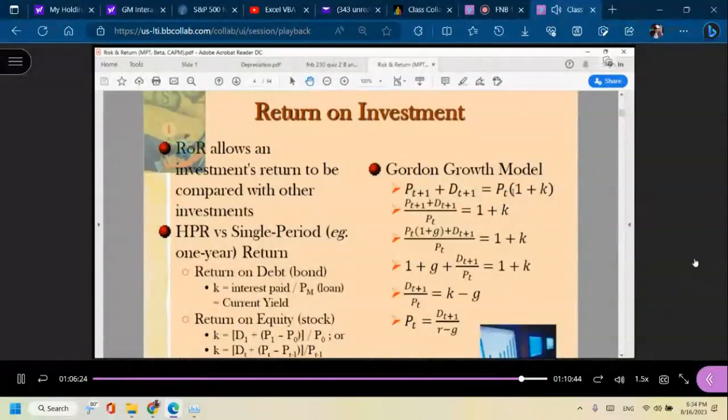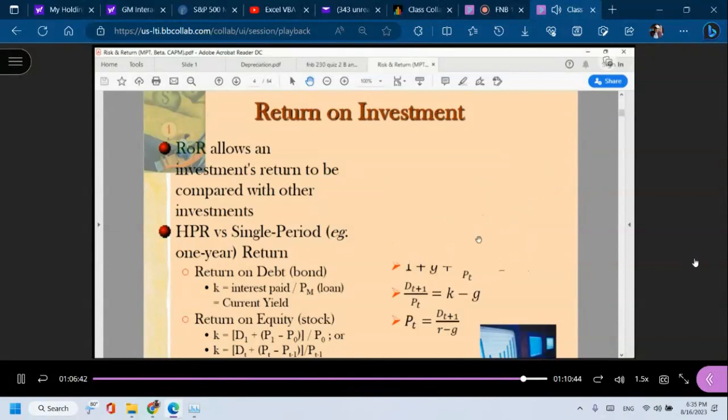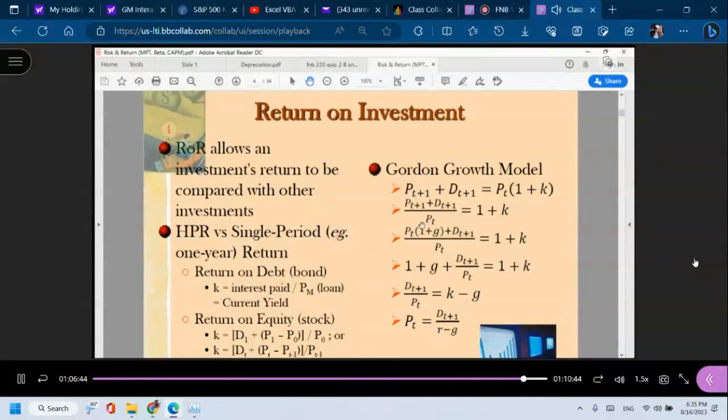But then if I want to isolate only 1 plus k, what do I need to do? I will have to divide both sides by Pt. If I do that, I will get this on the right-hand side, and on the left-hand side I will have this, Pt plus 1 over Pt.